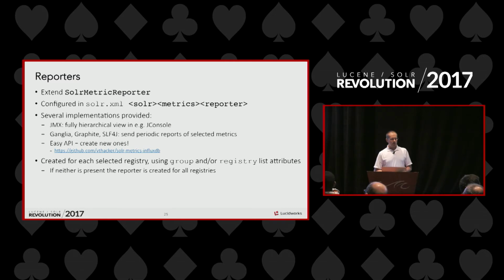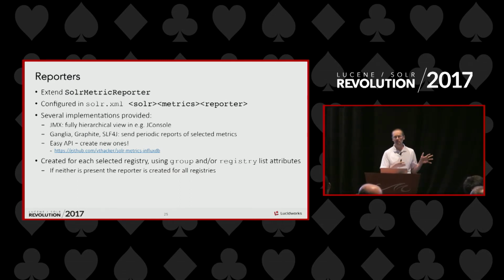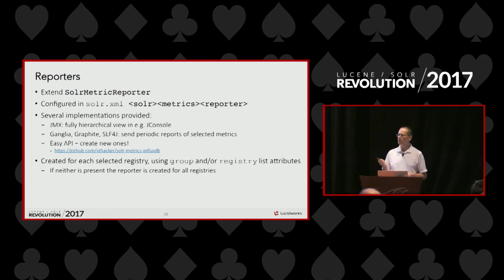Other types of reporters that are shipped with Solr include Ganglia, Graphite, and SLF4J. And the API for adding new types of metric reporters is really easy. So if you have some odd system that needs its own format, you should just go and implement it. Actually, one of my colleagues, I don't know if he's here, Varun Thacker, already implemented one that pushes these metrics to an InfluxDB database. The instances of these reporters are created for each metric registry. This way, we can control the lifecycle of a reporter together with the lifecycle of the metric registry and the lifecycle of the corresponding Solr core.